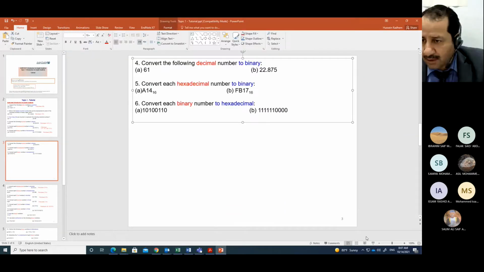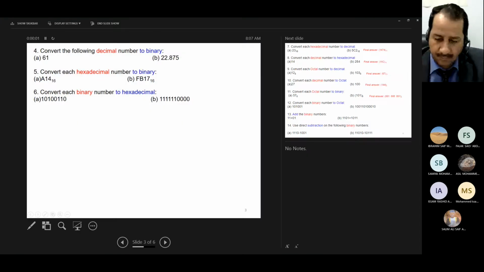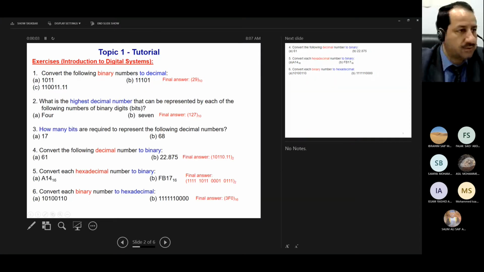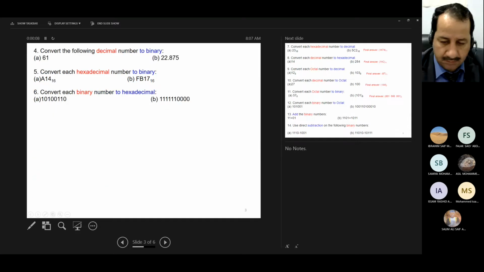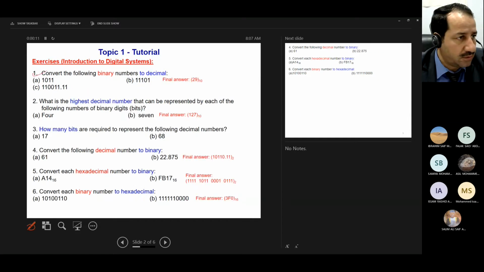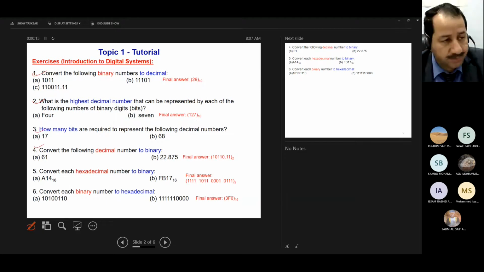Okay. Now let's take you back to the tutorial. You remember we already solved questions 1, 2, 3, and 4, on conversion between different number systems. Now, question 5 talks about converting each hexadecimal number into binary, and it gives us A14 and FB17.